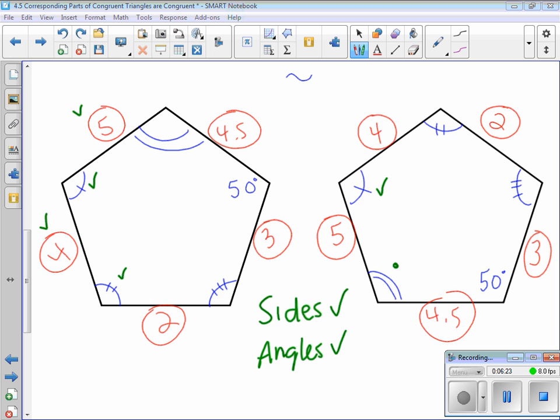Here's the reason why. If I go back over to the left, that double struck angle here is between a 4 and a 2, and the 4 and 2 is at the top. So that falls in the right spot. That's a good thing. It's between the 4 and the 2. Between the 2 and the 3 is a triple. So let's go over here and look at 2 and 3. Okay, everything's lining up pretty good so far. Between the 3 and the 4.5 is a 50-degree angle, and sure enough, between the 3 and the 4.5 over here is a 50-degree angle. And then lastly, we have that double struck that falls between the same sides as well. Hey, you know what? These two figures prove to be congruent.